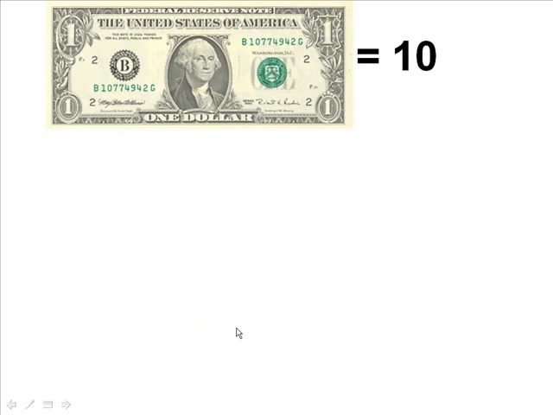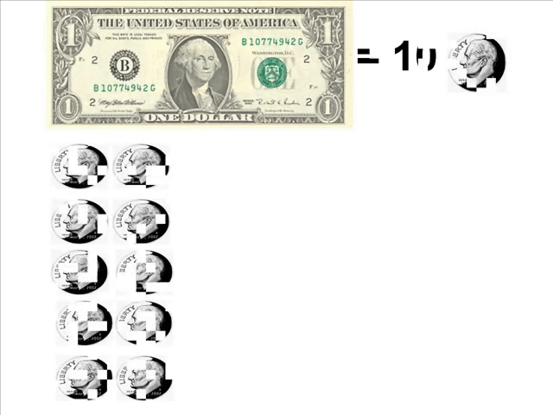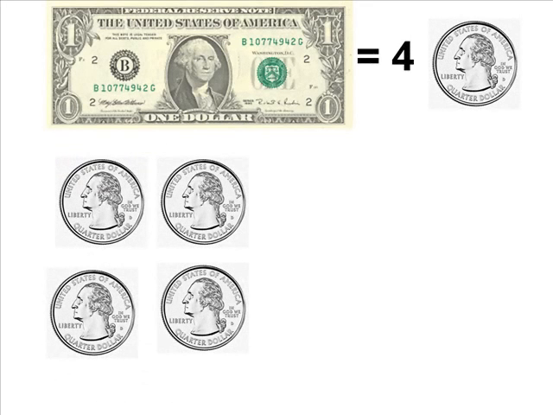Similarly, 10 dimes is $1. So we have 10 dimes as the whole for representing this dollar bill, and this one single dime represents the part. And then finally, we have 4 quarters representing this dollar. That single quarter represents the part, and the 4 quarters represent the whole.